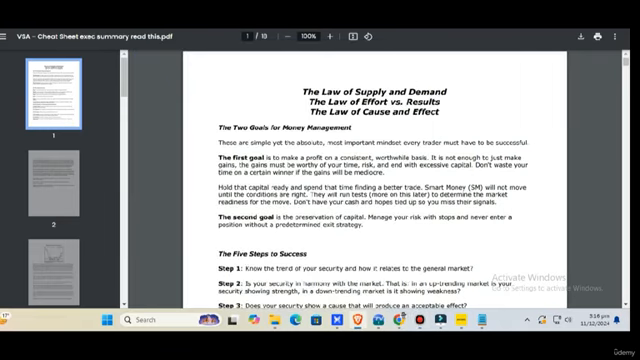In this video I will explain the law of supply and demand. In the next three videos I will explain all three laws and how they work, and how we can use them to get some good knowledge in trading. So first is the law of supply and demand.